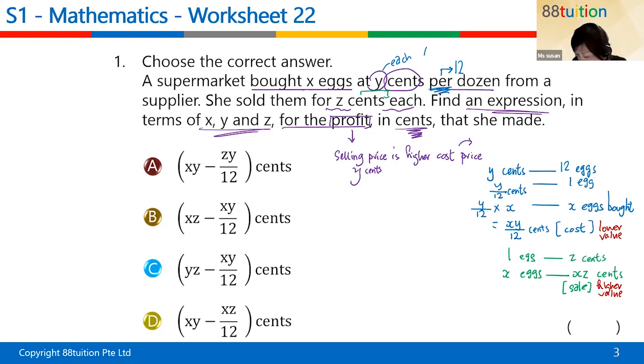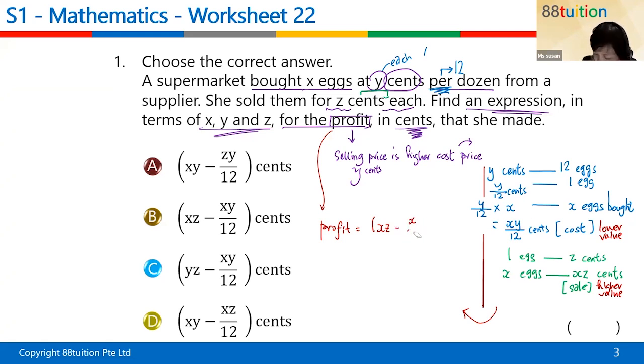Okay, so let's continue here. The cost and the sales. So now I'm going to find the profit. Profit will give you the selling price, which is XZ, minus my cost, which is XY, over 12. 10 cents.